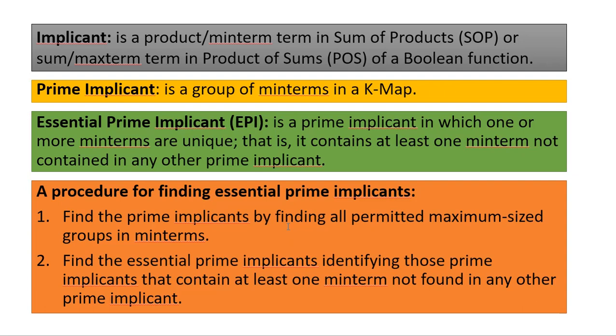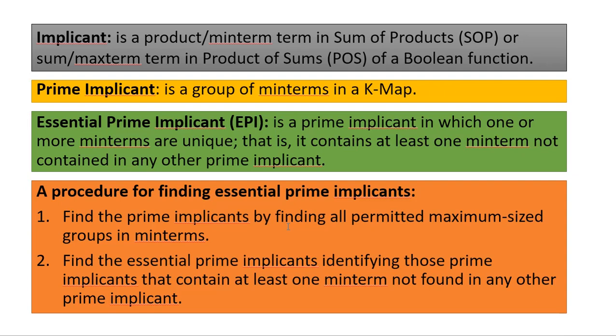Next is essential prime implicant, and this is a prime implicant in which one or more minterms are unique. That is, it contains at least one minterm which is not contained in any other prime implicant.